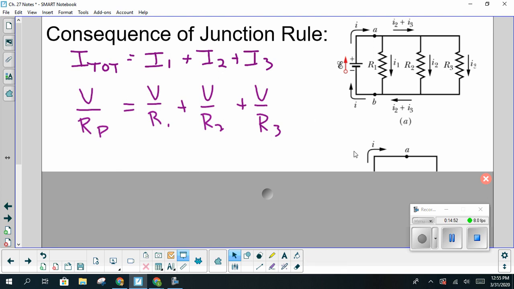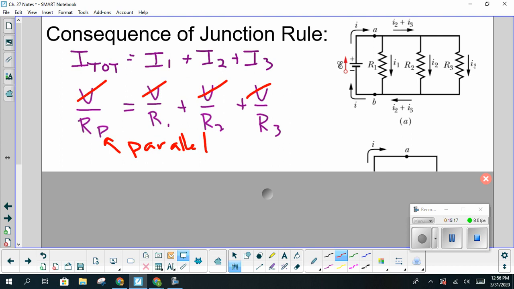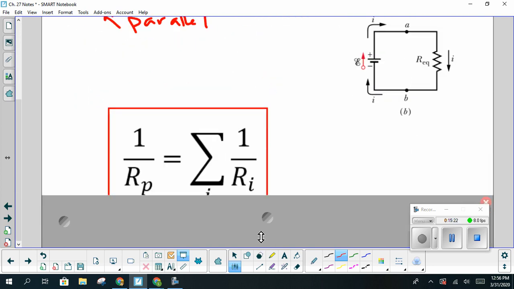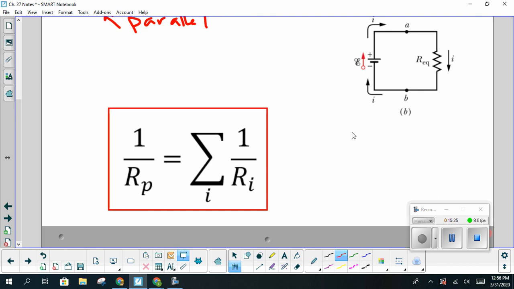So just as before, we'll notice that those potentials, since they are the same across R1, 2, and 3, are going to cancel out. And when they cancel out, we are left with 1 over my resistance. Now notice this here, instead of total, I've changed that to a P. So that P there just means parallel. And we can rewrite each of those. Since those potentials drop out, we are left with 1 over resistance in parallel is equal to the sum of the inverse of each of those resistances.